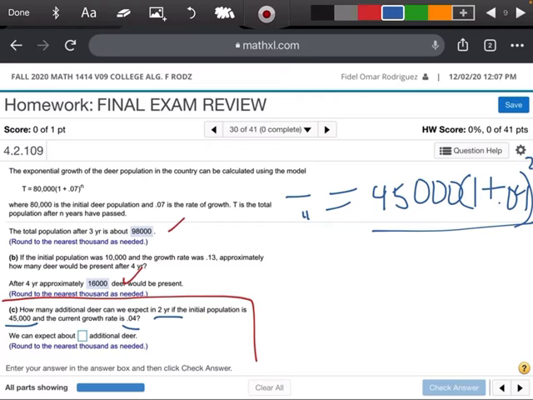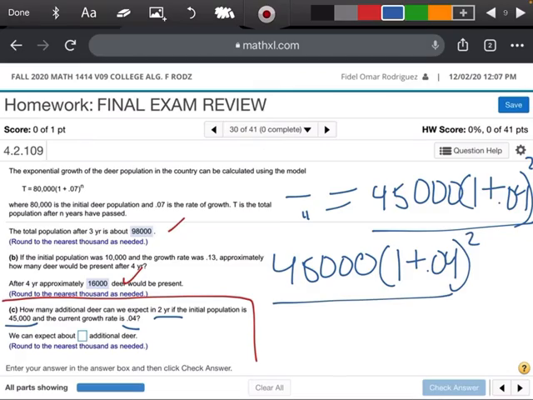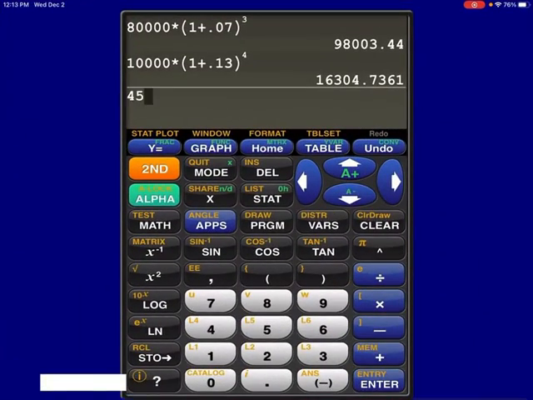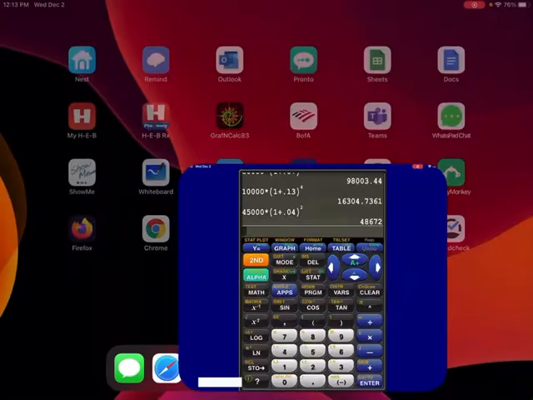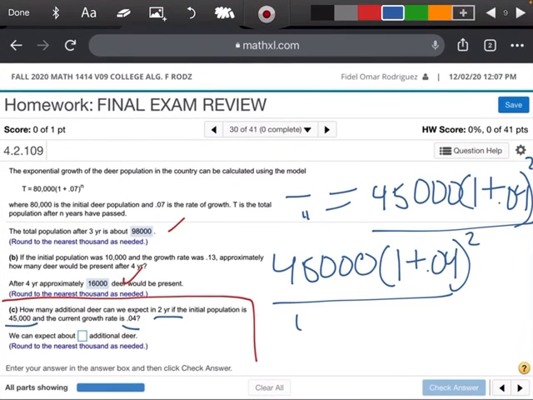Okay, so again, I'm going to enter this part in. Let me write it again. It looks a little messy there. (1 + 0.04)^2. Okay, so I'm going to enter this part directly into my calculator. 45,000 times (1 + 0.04) to the power of 2. And I'm coming up with 48,672. So if I round this to the nearest thousand, that's actually going to be 49,000, right?